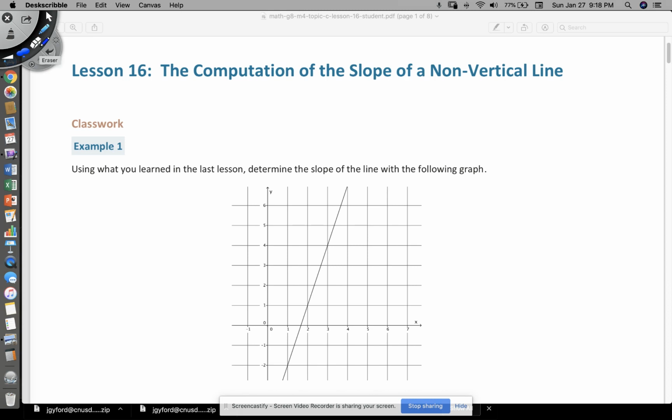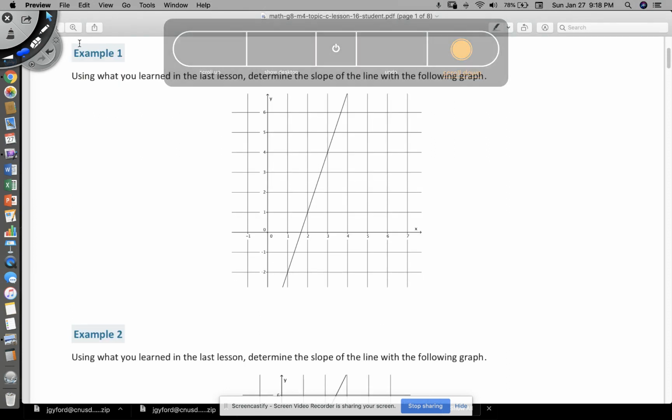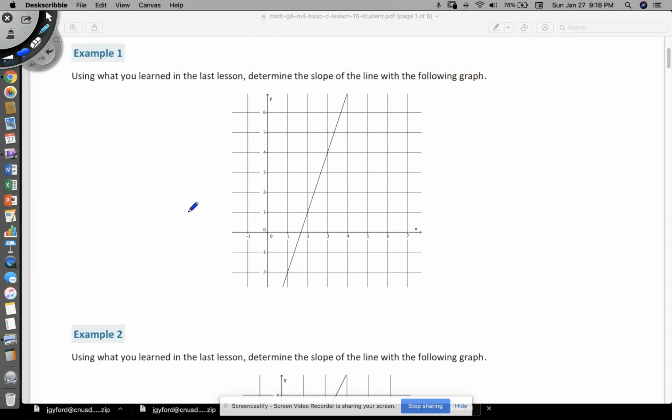All right, this is 8th grade, Module 4, Lesson 16. This is on the computation of the slope of a non-vertical line. So in the last lesson, they gave us a set of dots on the line, and we had to find the rise and run, also known as the slope. And if you notice this time, they didn't give us any dots, and that's okay. A lot of times they don't. So we have to kind of put in our own dots.